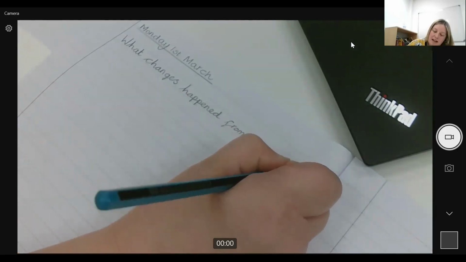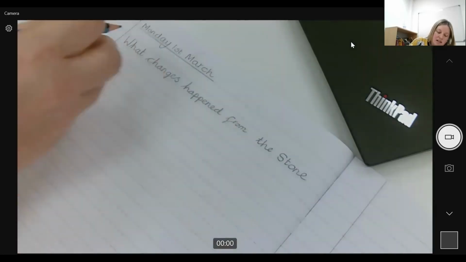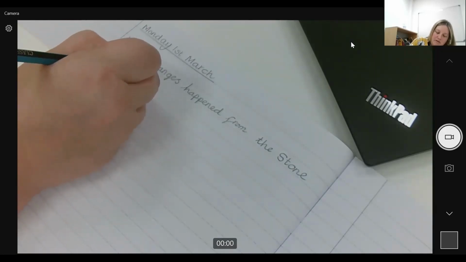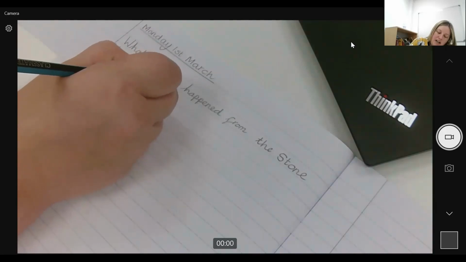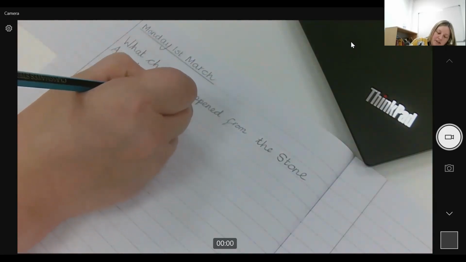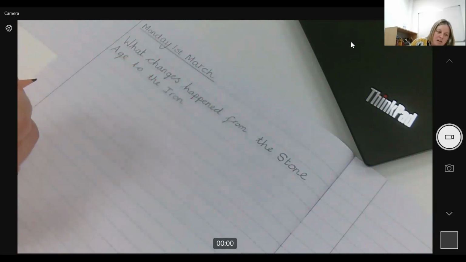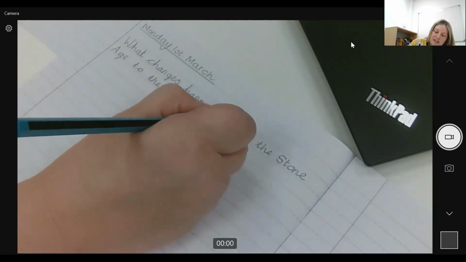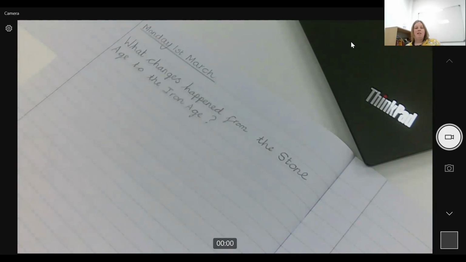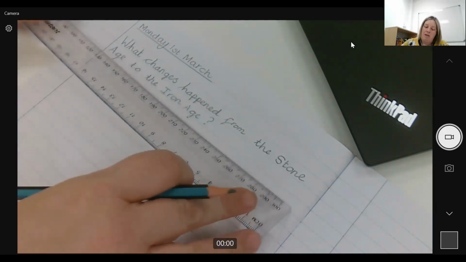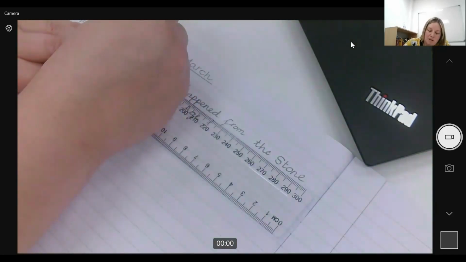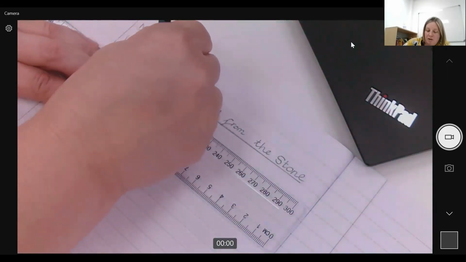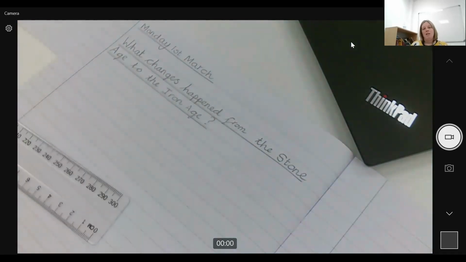Remember, the Stone Age is the name of a period of history. So it's important that we remember our capital letters for that. And we need to remember our capital letters for the Iron Age as well. We're asking a question. So what do we need to have at the end of this? We need to have a question mark. So our explanation text is all about the changes that happened from the Stone Age to the Iron Age. Pause the video and write your heading or the title of your explanation text.